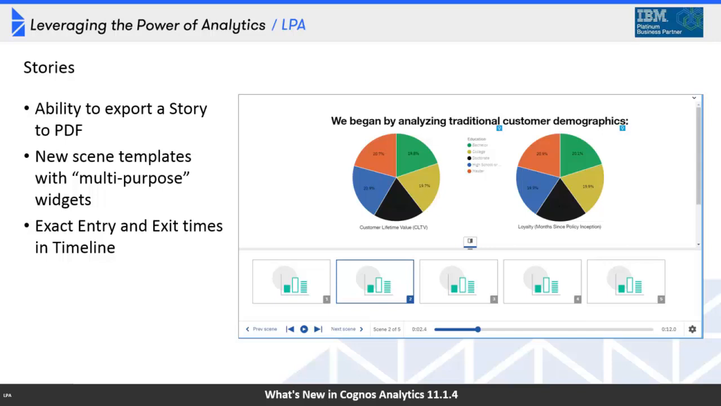When you do a new scene entry, when you add a scene to a story, those templates have multi-purpose widgets now, as opposed to a text widget and only a text widget. Now there's a drag stuff here type widget, just to make creating a new scene a little bit easier. And then finally, exact entry and exit time. So before you dragged your timeline swim lanes to a time, but you didn't get to type in a time. I wanted it exactly 2.5 seconds. Well, now you can. So those are the improvements to stories in the 11.1.4 release.